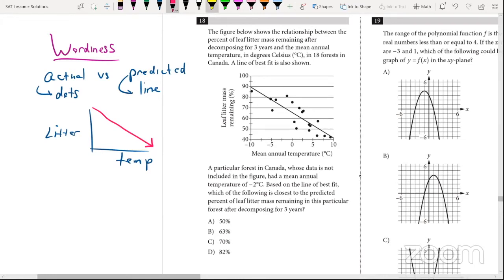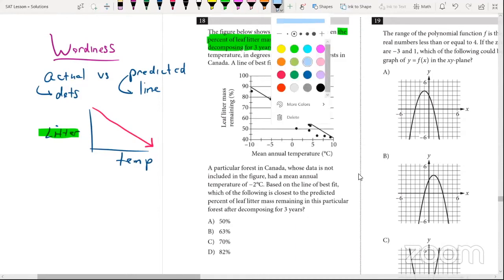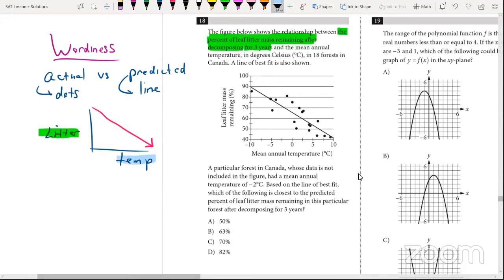But they don't call it litter. They call it the percent of leaf litter mass remaining after decomposing for 3 years. So this is a quite overt attempt to take something really simple and make it more difficult by using more words. The other axis is temperature. They don't call it temperature. They call it the mean annual temperature in degrees Celsius in 18 forests in Canada.